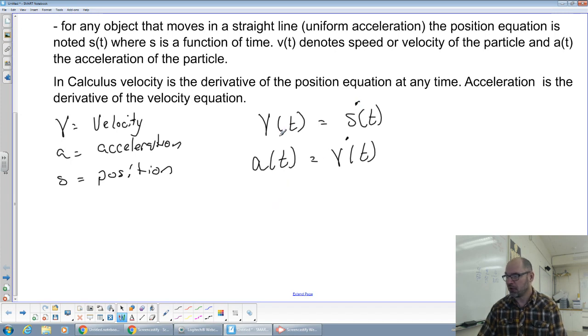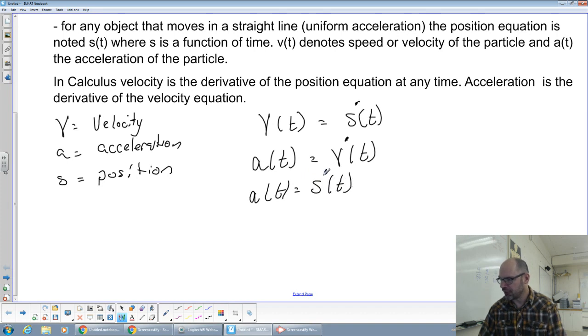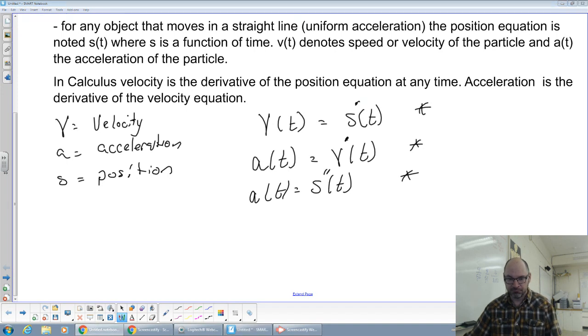velocity, whatever. You can also take the second derivative if you want. So you could say that acceleration also can equal S''(t), which means take the derivative twice. So these are the relationships that we're going to use to work out speed, velocity, acceleration type problems. It's not very difficult, really, to work with. Okay, so let's start by doing a very simple example or two.